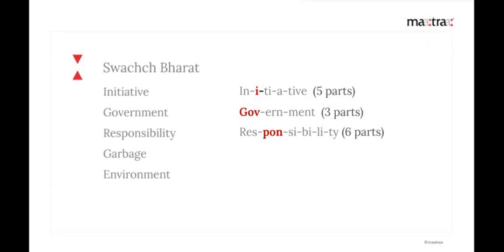Responsibility. 6 parts. Responsibility. So your stress over here is on pon. Responsibility. Repeat. Responsibility.